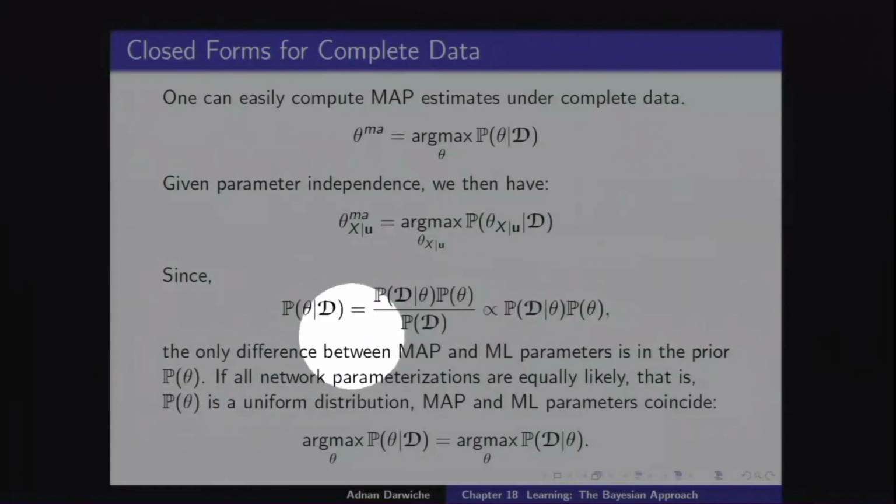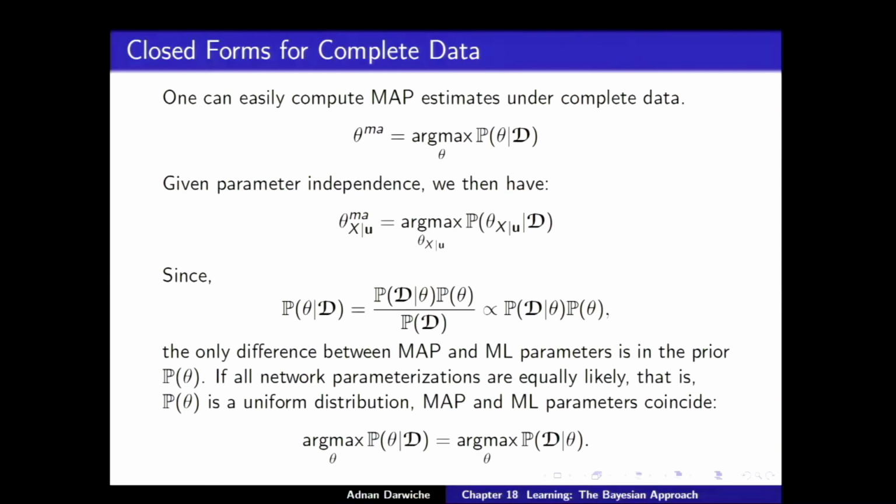The only difference between MAP and ML parameter estimates is in the prior. If all network parameterizations are equally likely, that is, this is uniform, MAP and ML estimates coincide; this and that are the same. And both of these are point estimates. The Bayesian approach says I don't want to commit to any, I want to try them all and average, and weigh by the probability.